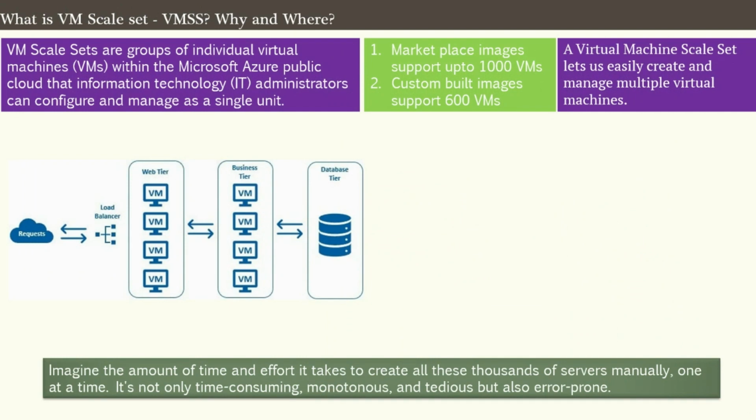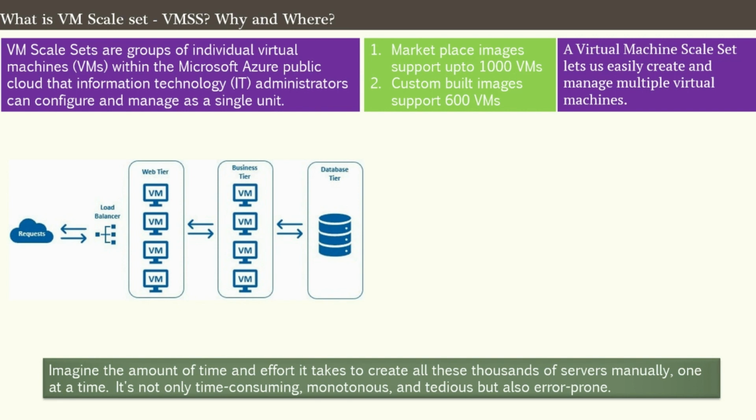Next, let's see why and where we need a VM scale set. In the previous slide, we understood that VM scale sets are identical VMs to support the elasticity principle. You can create thousands of identical copies of marketplace VMs or 600 copies of custom built VMs as a scale set. You need to remember this number: 1,000 identical copies of marketplace VMs or 600 copies of custom built VMs as a scale set. Let's look into this diagram.